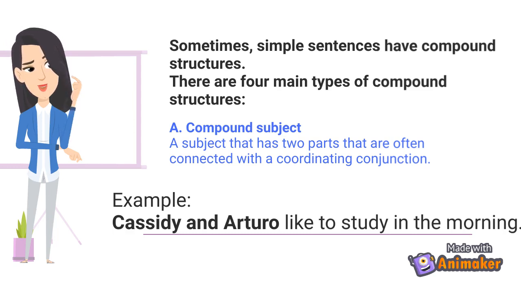Cassidy and Arturo are 2 separate nouns. They are the subject. When they are connected together using and, they create a compound subject.